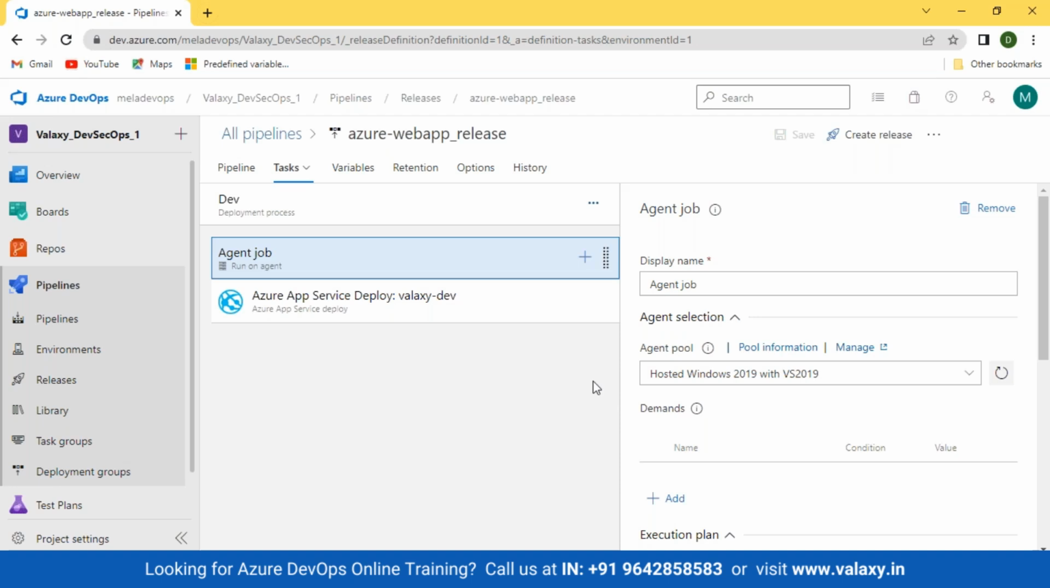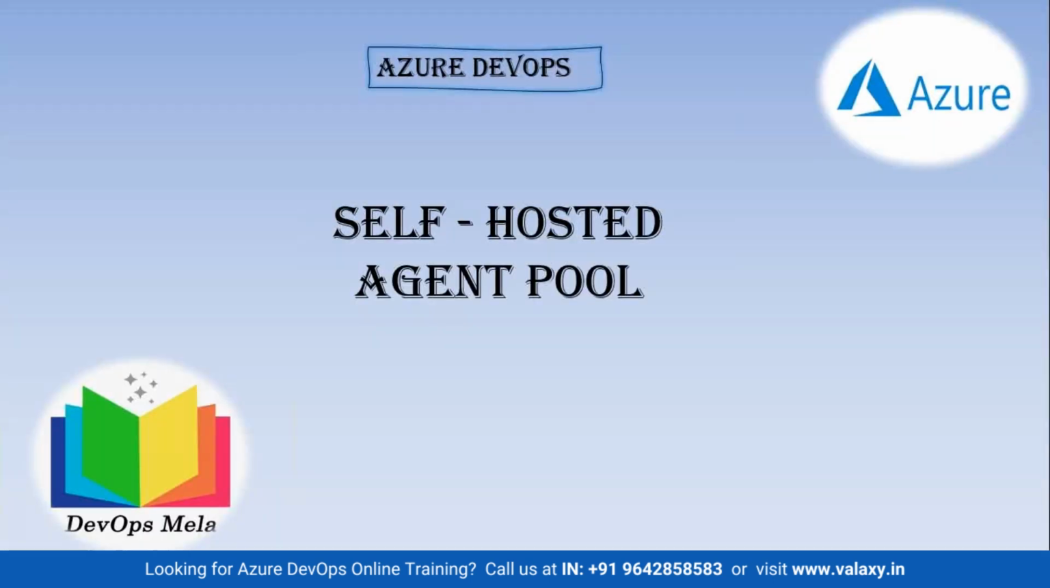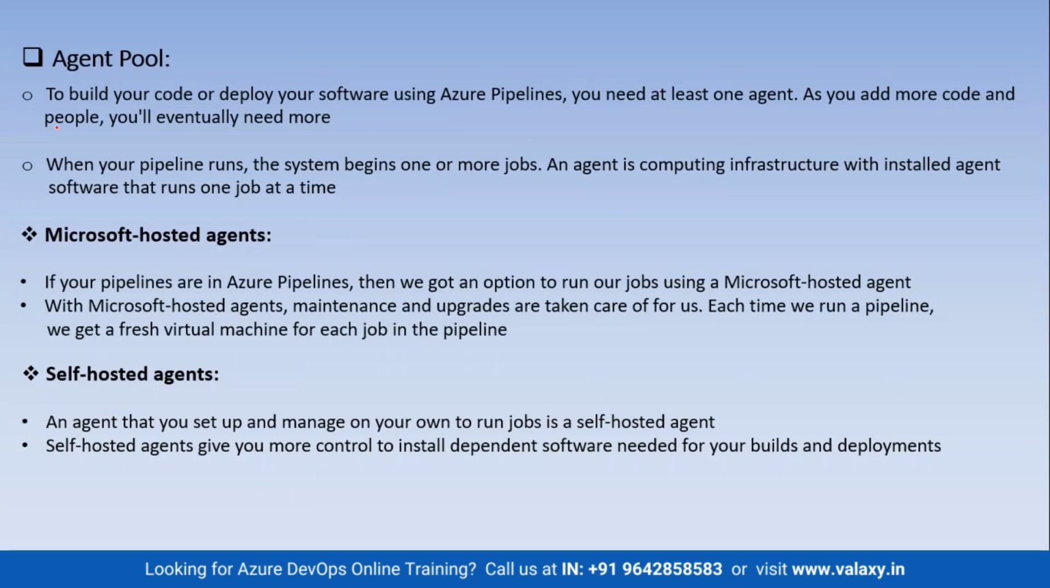Okay, so what is agent pool? Let's go and understand that. And can we create our own agent pool? Can we have a customized agent pool and things like that? Let's go and see that. Self-hosted agent pool. Now, agent pool. To build your code or deploy your software using Azure pipelines, you need at least one agent. As you add more code and people, you will eventually need more. So agent pool, if you remember, I have already spoken about, is nothing but a mediator between your build or release and your end server.